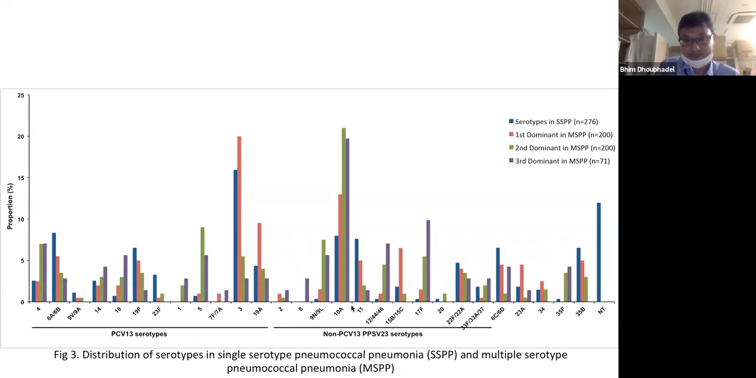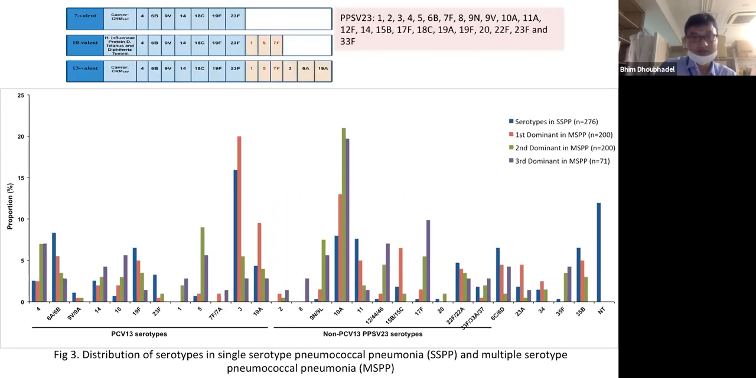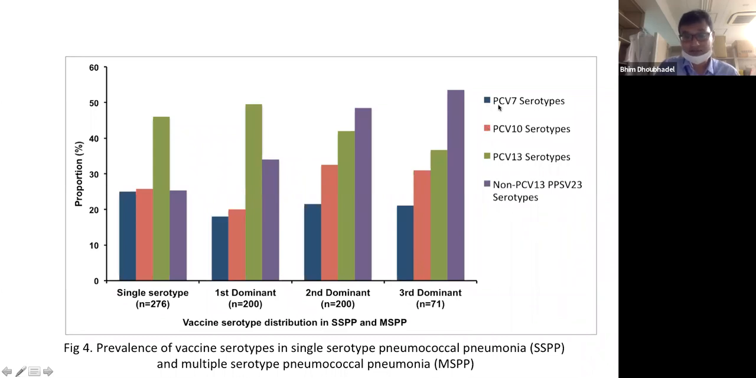both as single serotype as well as multiple serotype pneumococcal pneumonia. And besides that, this one looks very dominant, and it's more dominant in the multiple serotype pneumococcal pneumonia. And these other ones, the green and purple, tend to be more common, purple here, in these non-PCV13 serotypes. So to clarify more, these are the vaccine serotypes, just for you, in the same pattern. So when you categorize these different serotypes, like the PCV7 serotypes, PCV10 serotypes, PCV13 serotypes, and non-PCV13 PPSV23 serotypes.